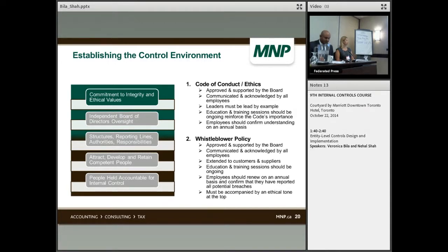Second, in order to meet this principle, we would expect to see a whistleblower policy in place. The policy, again, should be approved by the board, communicated and acknowledged by new and existing employees, and supported by refresher training. You'd expect to see it's applicable to both internal and external parties. That's a weakness we see within organizations, where they have a whistleblower policy that applies to internal employees, but it doesn't necessarily speak to suppliers and customers and the different parts of their value chain.